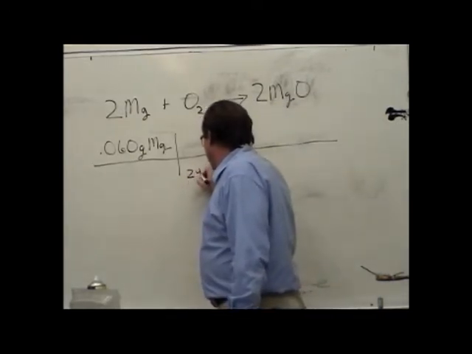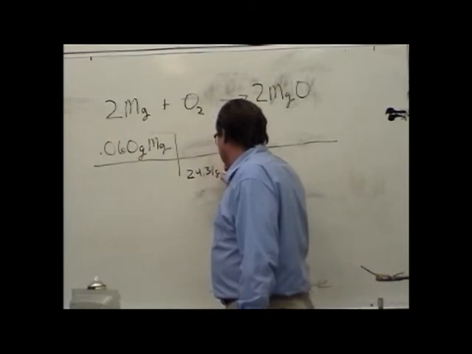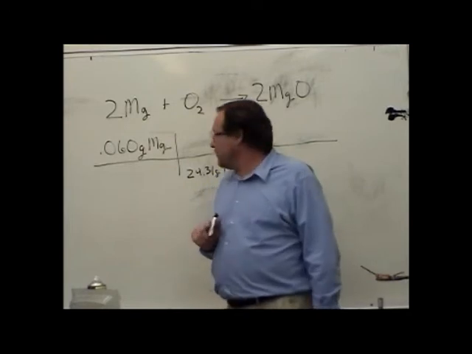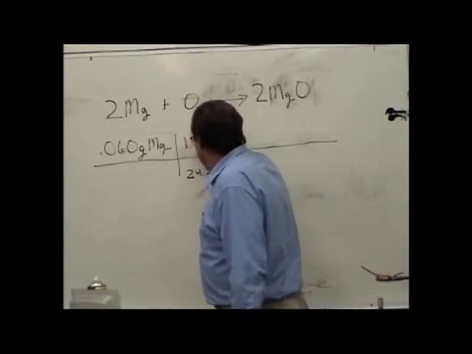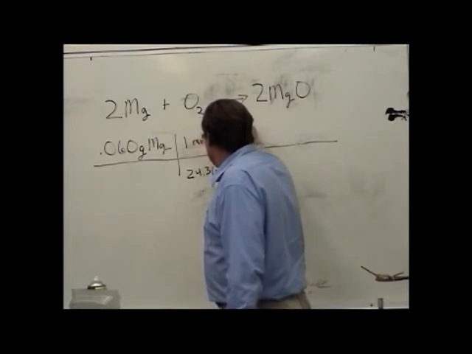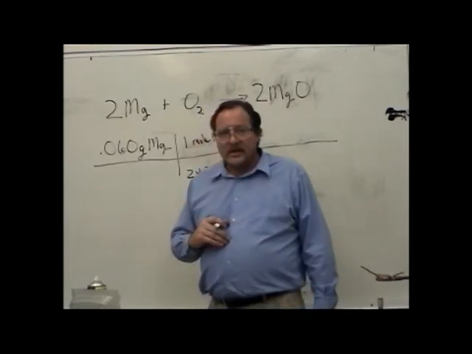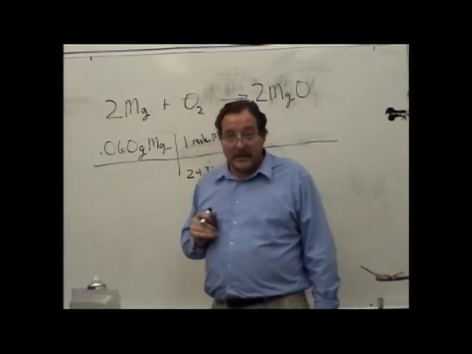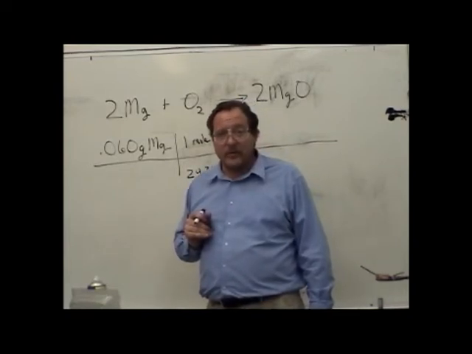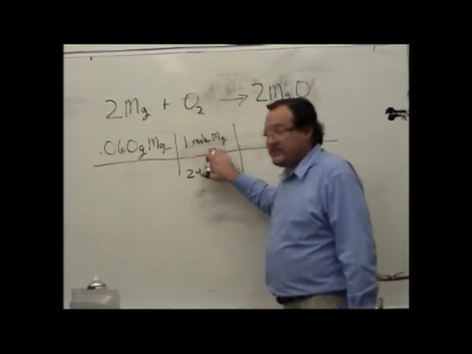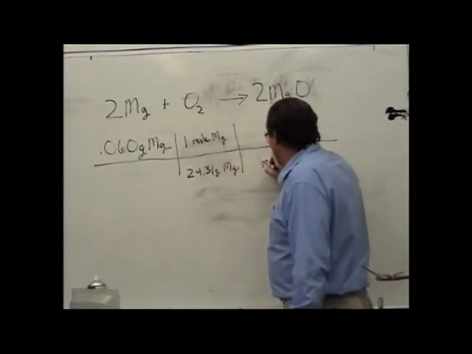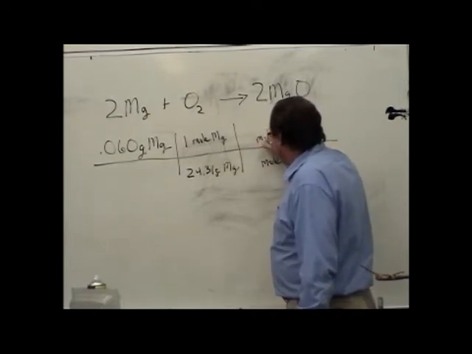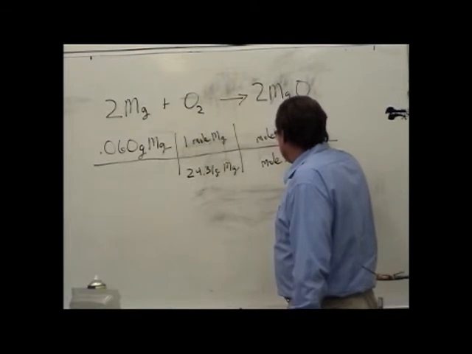So 24.31 grams of magnesium. Now, the periodic table is always equal to 1 mole, so 1 mole of magnesium goes on top. Now, I need to convert my moles of magnesium into moles of magnesium oxide, and this is where I need my mole ratio. Moles of magnesium are currently on top, so I'm going to write mole of magnesium on the bottom, and I'll write mole of magnesium oxide on the top.